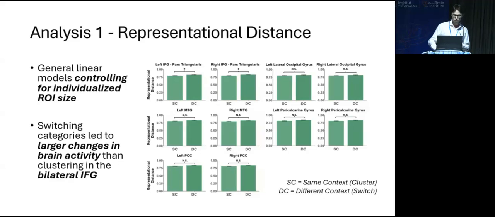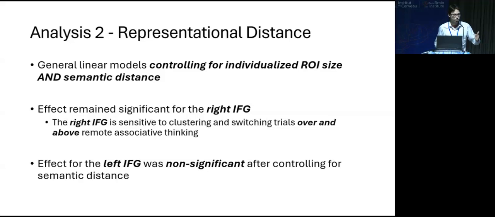We repeated the analysis, and this time we included semantic distance, which is a measure of remote associative thinking. Semantic distance was computed between the association and the polysemous cue. What we found was that the effect remains significant, but only for the right inferior frontal gyrus, which demonstrated that the right inferior frontal gyrus is sensitive to clustering and switching beyond just the cognitive processes involved in remote associative thinking. Left IFG, in contrast, the effect became non-significant, which indicates that the left IFG is more involved in remote associative thinking differences between these two trial conditions.